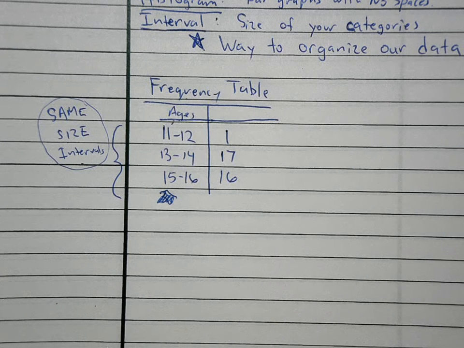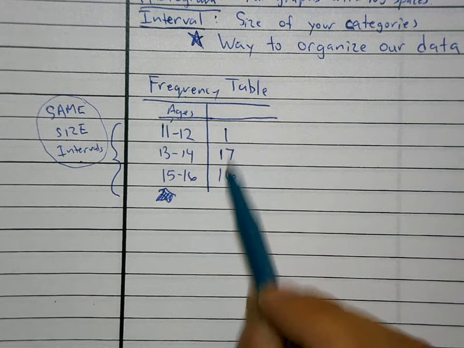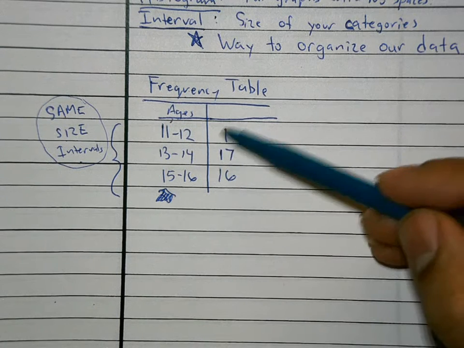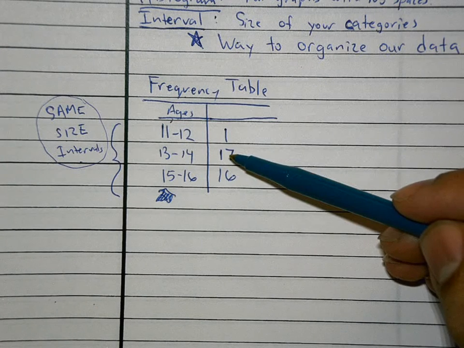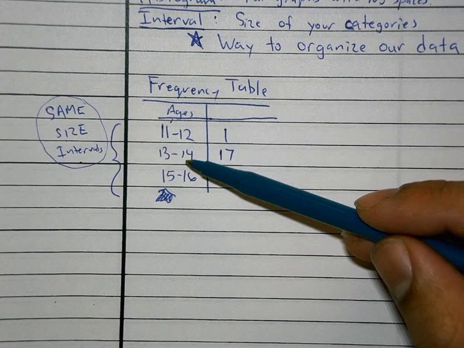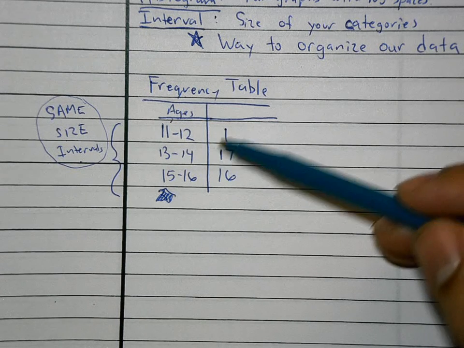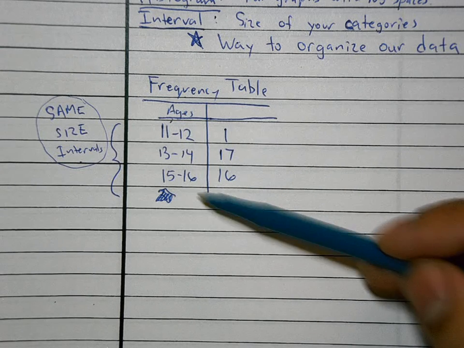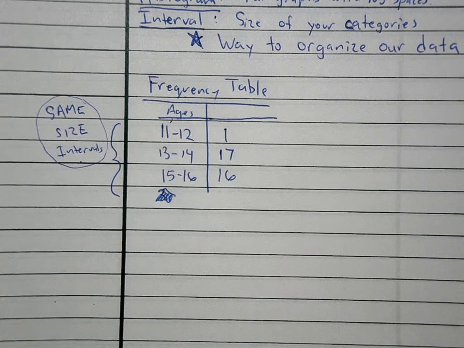It's a lot easier than me going around asking, how old are you? How old are you? Imagine if I did that 34 times. Think about that. If I were to go 34 times and ask how old are you, somebody would say 13, somebody's going to say 14, one person's going to say 11 or 12. 16 people are going to say either 15 or 16.